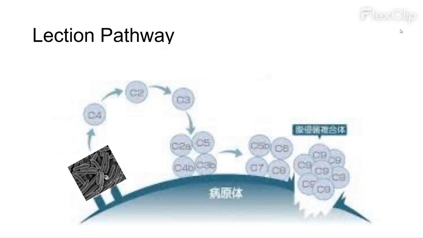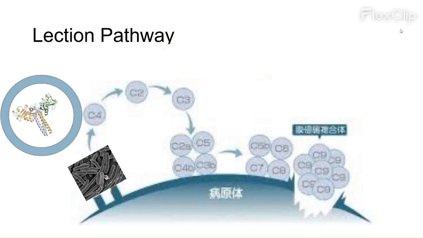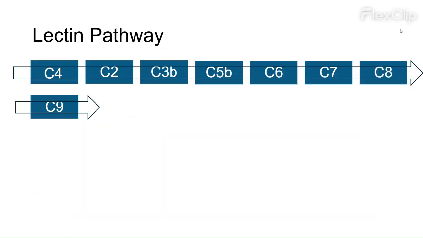In the lectin pathway, MBL produced in the liver binds the bacteria and activates C4. Therefore, as in the classical pathway, C2, C3b, C5b, C6, C7, C8, and C9 are activated in that order. Finally, MAC is formed.